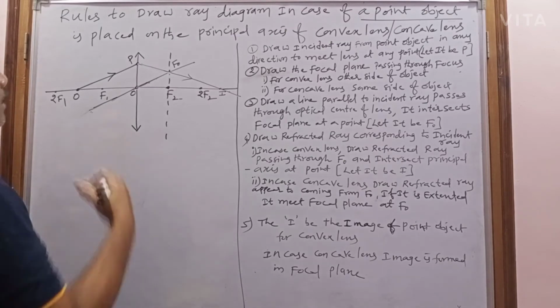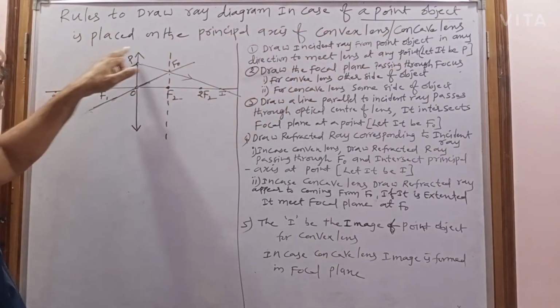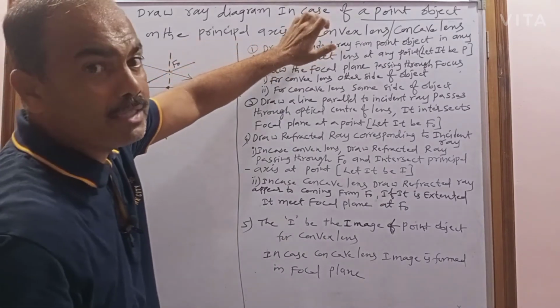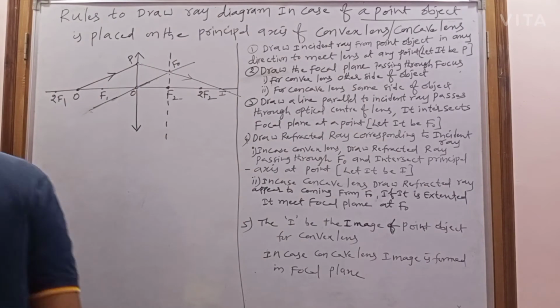So this is the rule to draw a ray diagram in case of a point object placed on the principal axis of a convex lens. Now coming to the concave lens.